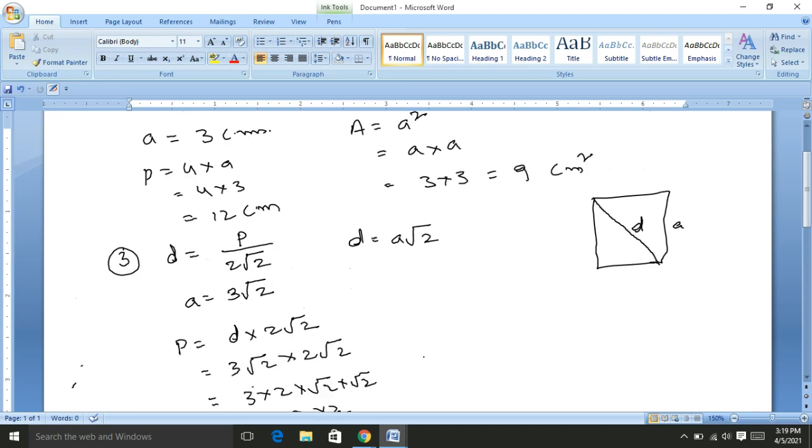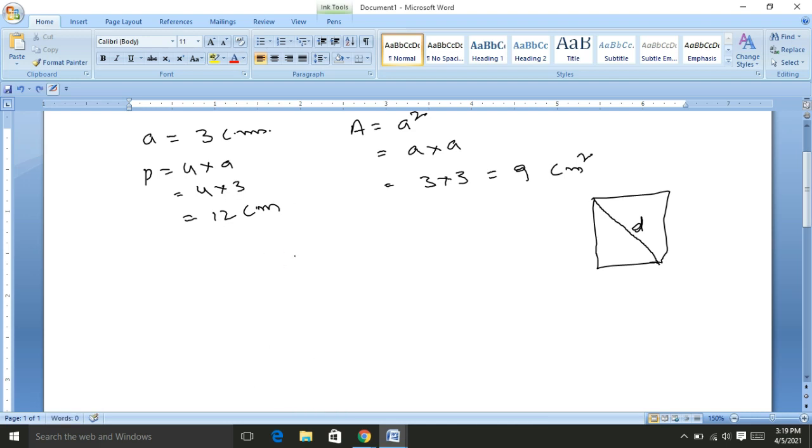So here also, when we started, we calculated the p value equal to 12 centimeters, right? This formula is also the right one. The relationship between the diagonal and the perimeter is d equal to p by 2 root 2. I am clear on this one, and I go for the next one.